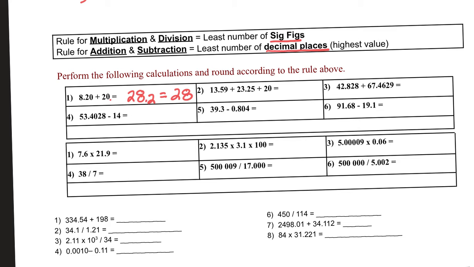Let's do number 5. We got a subtraction problem: 39.3 minus 0.804. Well, this is my lowest number of decimal places, so I have to round my answer to 1 decimal place, or the tenths place. The number I get in my calculator is 38.496. I have to round to this place. The 4 is followed by a 9, so that's going to change that to a 5. So my answer is going to be 38.5.